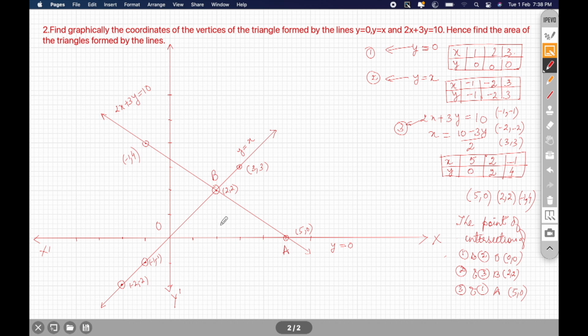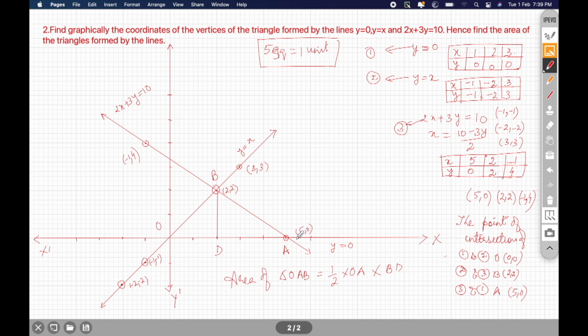So again, half into base into height. Let me draw the height here. If OA is taken as the base, then this is the height. So BD is the height. So area of triangle OAB equals to half into base OA and height BD. So here I have already taken 5 squares equal to 1 unit. Scale should always be written here.